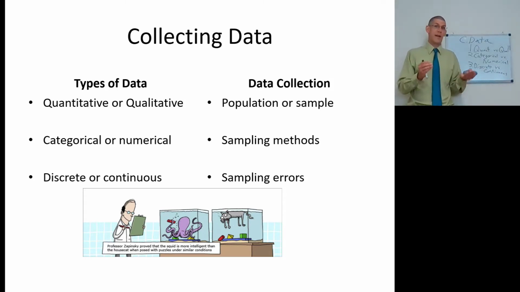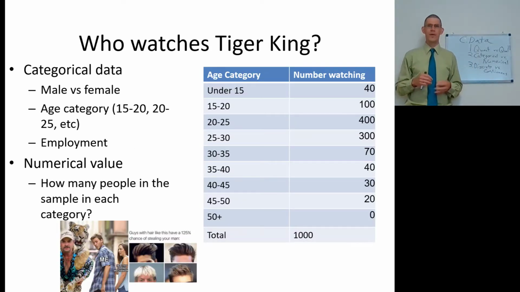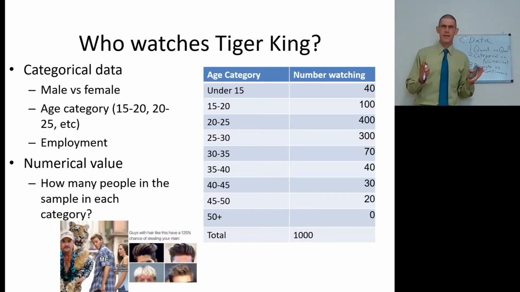So maybe some people watch on someone else's account. That may lead to some sampling errors. Maybe some people got together for some Netflix and don't get ill because we're staying social distance, and they're going to be watching it together, so we're not counting all of them. All these different errors depend on their sampling method, which depends on whether we're doing a full population or just a sample. So let's look at some potential data.